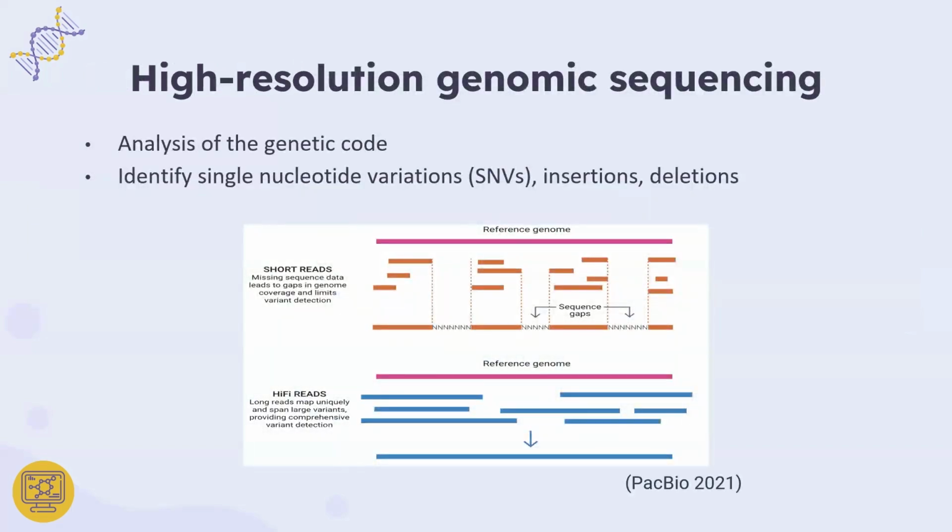For high-resolution genomic sequencing, this technique provides an in-depth analysis of the genetic code, allowing researchers to identify single nucleotide variations, or SNVs, insertions, deletions, and complex rearrangements at a high level of detail. By generating vast amounts of sequencing data, it enables the detection of subtle changes in the DNA that may contribute to various genetic disorders or phenotypic variations.